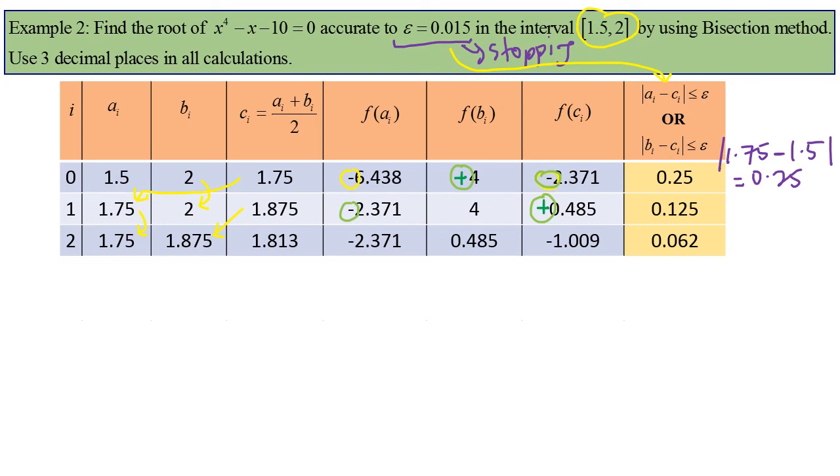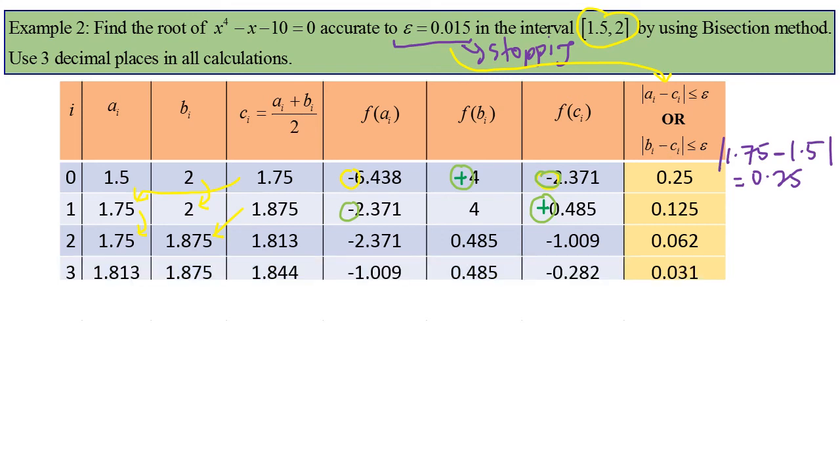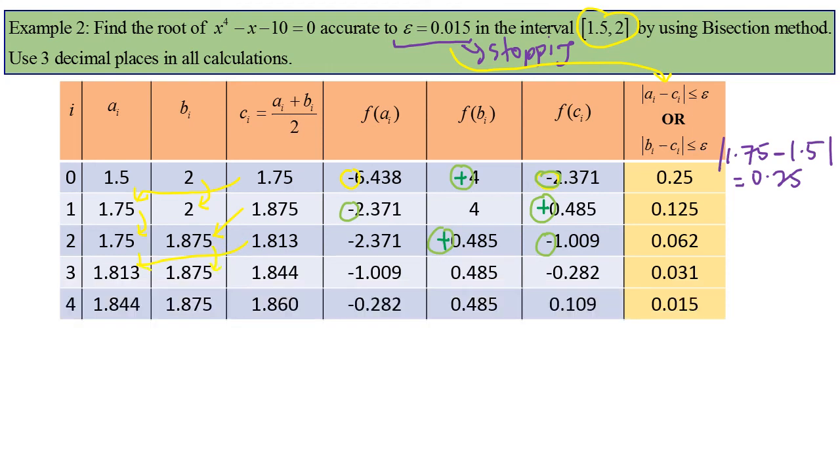So continue to iteration 3, based on the intermediate value theorem, where FB and FC satisfy the condition. So what happened? A will take the value of C and B remains the same. Let's continue to find the value of epsilon, and it is still not equal to 0.015, so I have to continue to iteration 4.